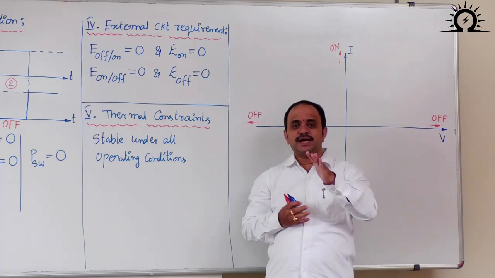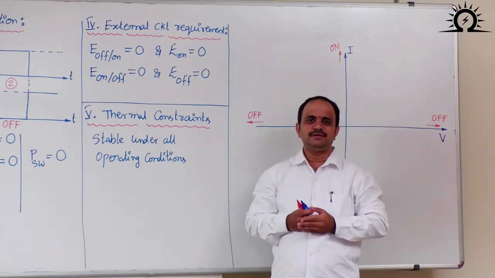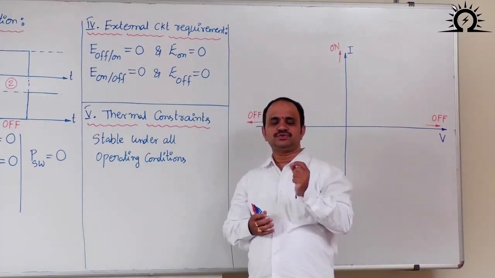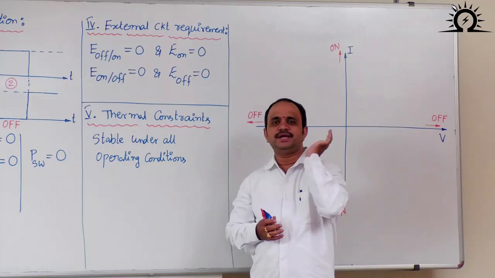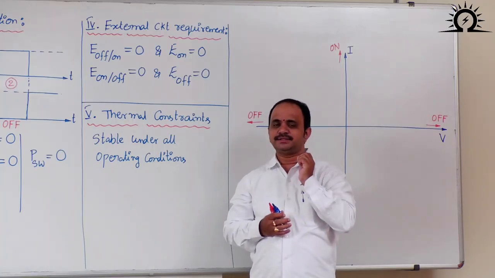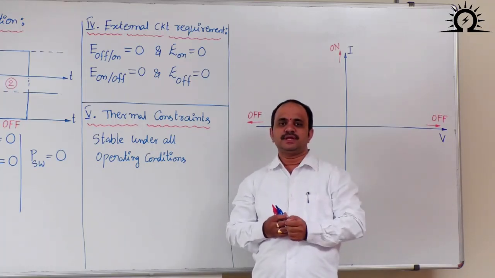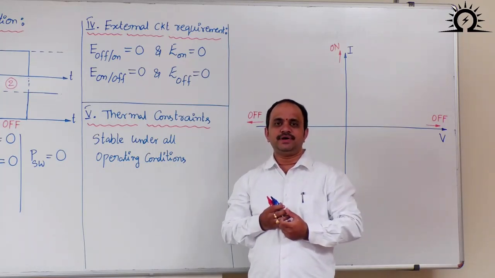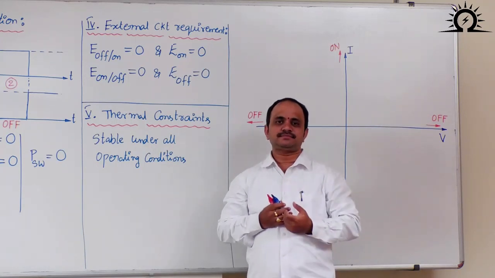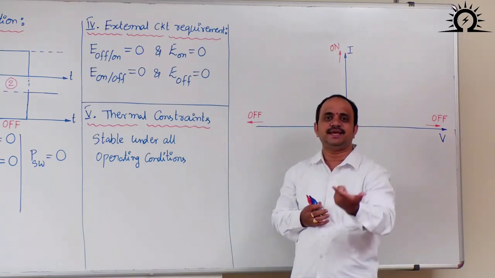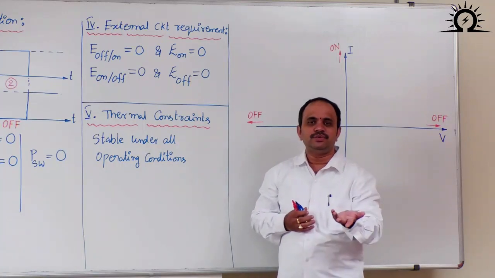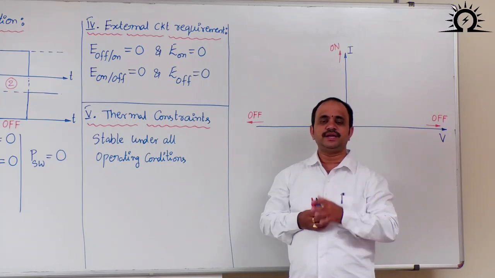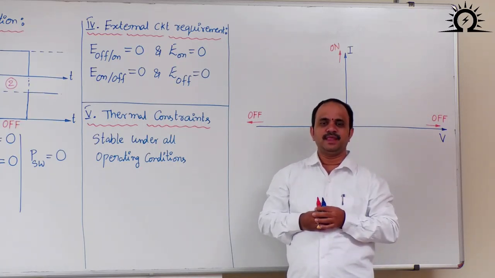How to change that switch from off state to on state? Will it change automatically on its own? No. You need to go to the switchboard and press that switch. That means a practical switch requires some external help, in other words, some external energy to change its state from off state to on state. Similarly, on state to off state also requires some external energy.